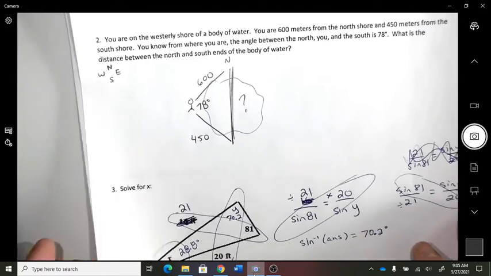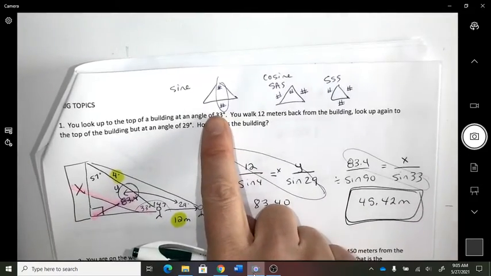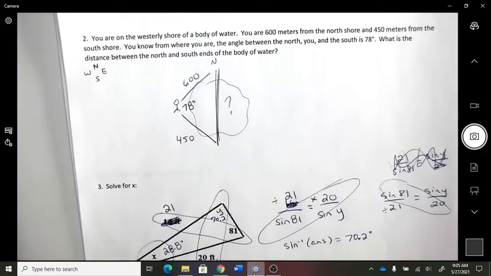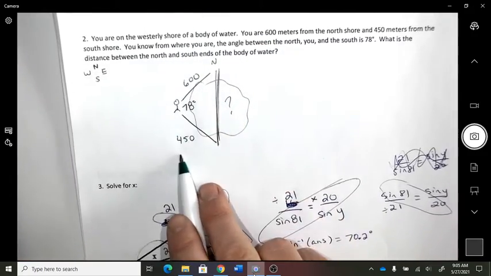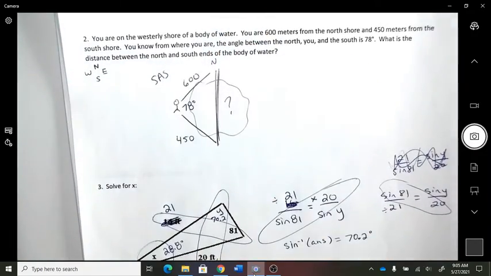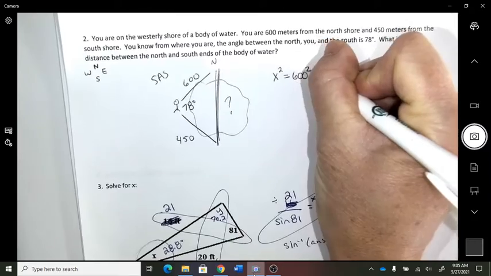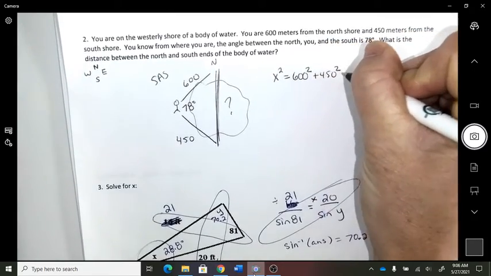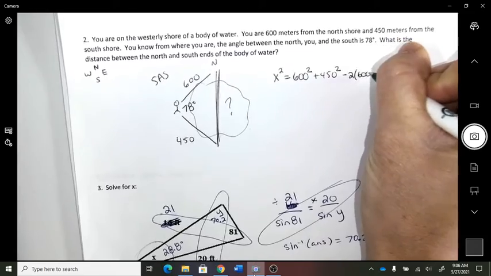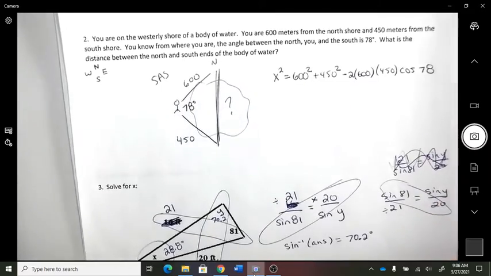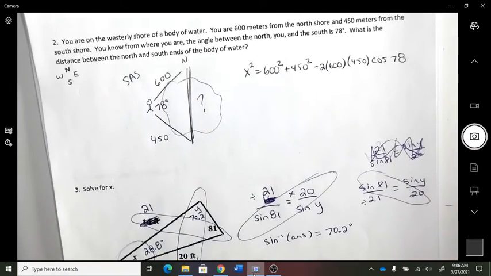Okay, so we have our 3 things we look at. Do we have pairs, SAS, or triple S? So side, angle, side. We have a SAS, which means we're going to use cosine law. Okay, so x squared equals 600 squared plus 450 squared, subtract 2 times 600 times 450 times cos 78. So that's the formula, and you'll obviously have that formula on your sheet on exam day.